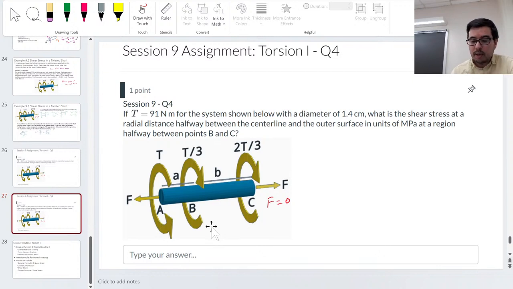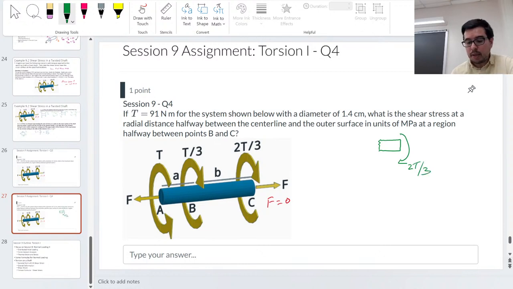Okay, that makes sense, right? So let's go over here. If I take a little slice here, I know I've got this 2T over 3 acting there. If I use a convention where I say this is the positive, I have this then acting in this direction to follow the right-hand rule. So that internally, if I have my internal torque, then what are we going to say here? Well, it looks like I have a T_I. Yeah, that's fine.